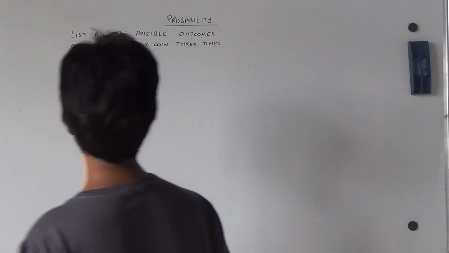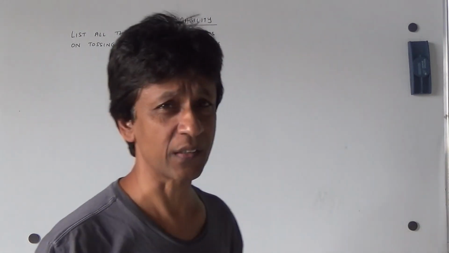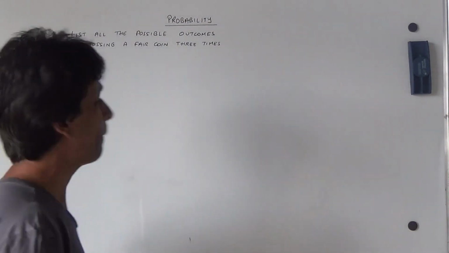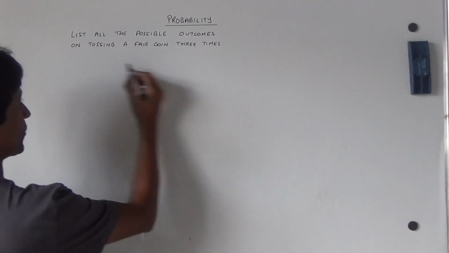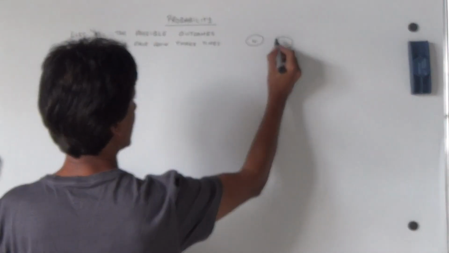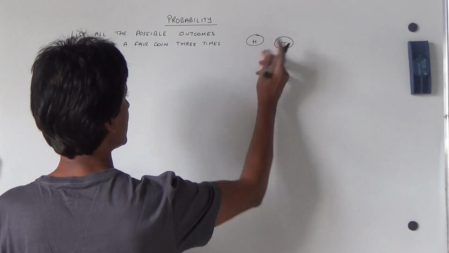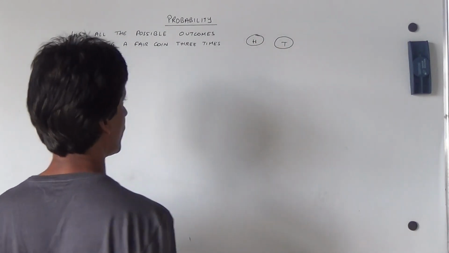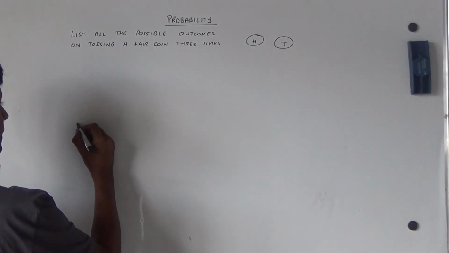So I think the best way to approach this kind of question is to draw a tree diagram. Let's do that. So this is a coin. For a coin you will get a head and then a tail. So these are the two possible outcomes from the coin. You flip it, you either get a head or you get a tail.